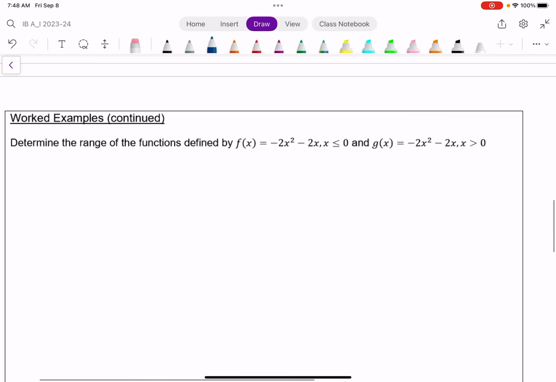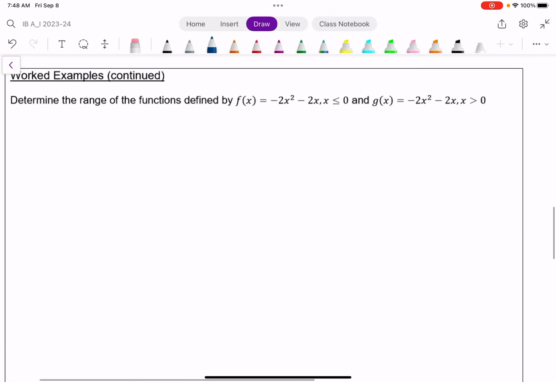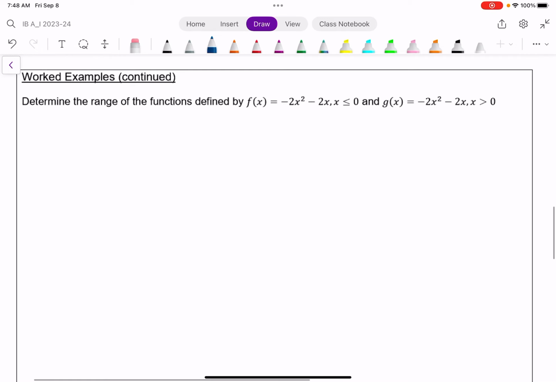All right, so now let's look at functions that are a little bit more complex. And here I want to find just the range of these two functions, but they're quite similar. They both involve minus 2x squared minus 2x, which is what we call a quadratic function. But f of x has the restriction where x is only less than or equal to 0. Without that restriction, we're saying x can be any number. You can put any number in, and this tells you what numbers come out. However, there's this restriction here. So we can put any number we want in as long as it is less than or equal to 0.